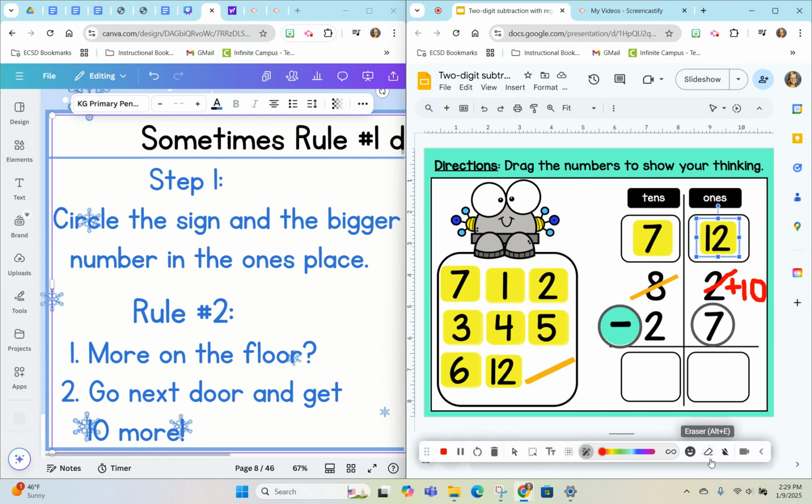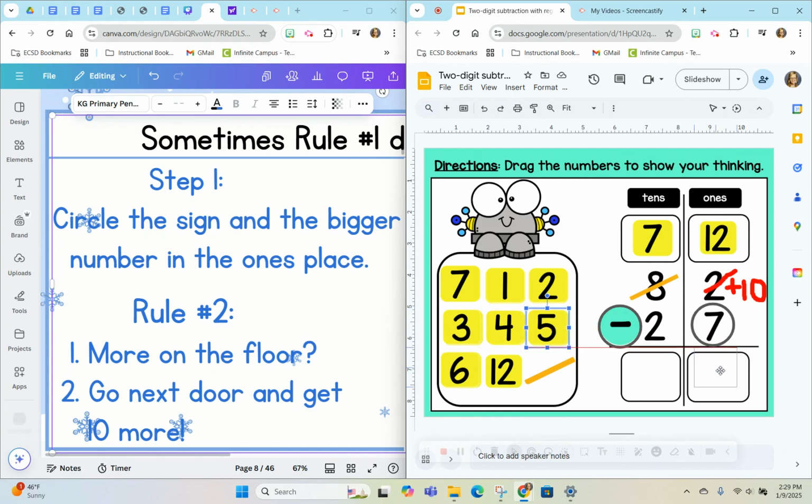So now we are not subtracting 2. We're taking 12 minus 7. So everybody, what is 12 minus 7? 12 minus 7 is 5. Now we go to our tens place. What's 7 minus 2? It's also 5. So the answer is 55. If that's still confusing, that's okay. We're going to go and do some more problems.